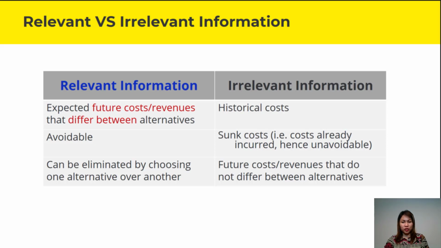Any cost that is avoidable and can be eliminated by choosing one alternative over another is also relevant. It is irrelevant if it is historical costs. Cost that has already been incurred and cannot be recovered is called a sunk cost. A sunk cost is irrelevant in tactical decision making. Future costs or revenue that do not differ between alternatives are also irrelevant in your analysis for decision making.